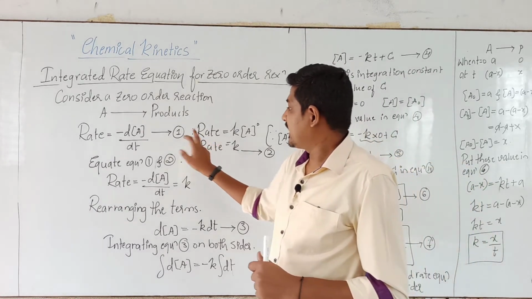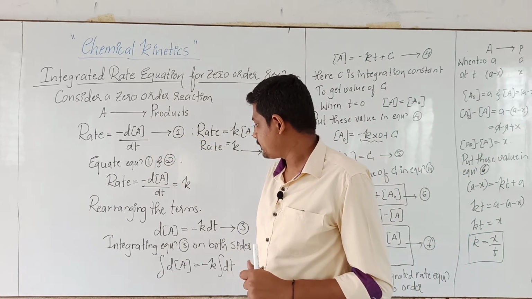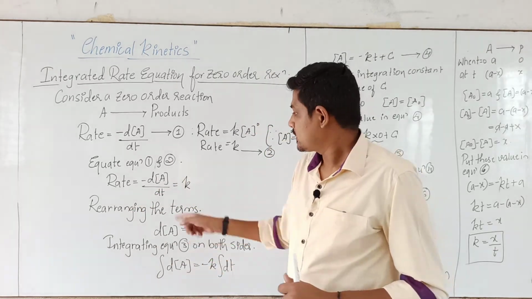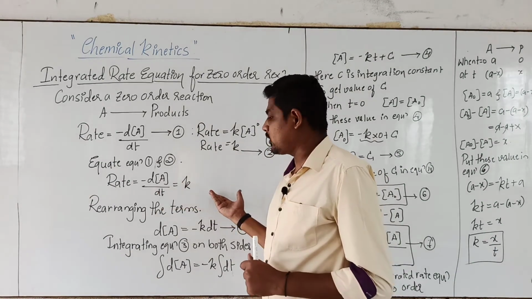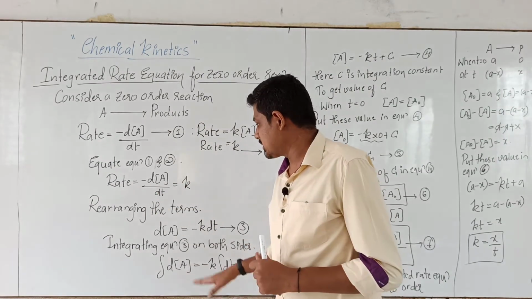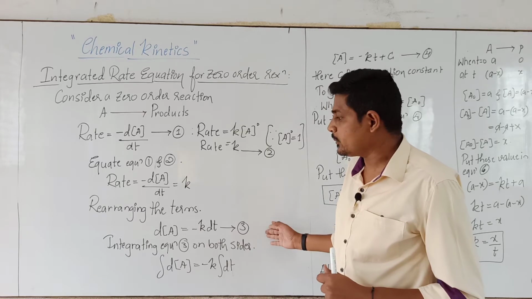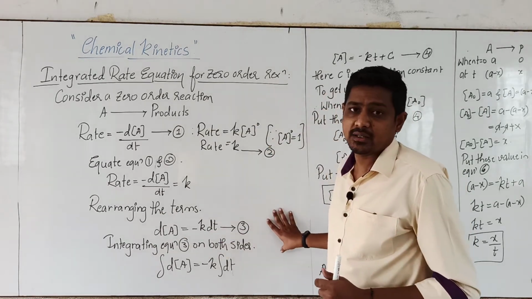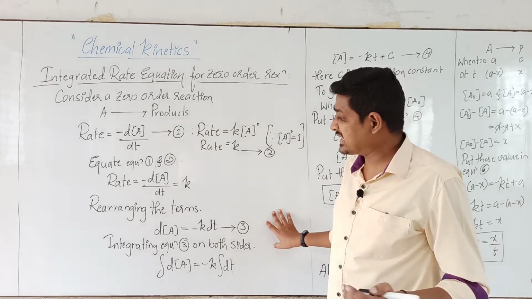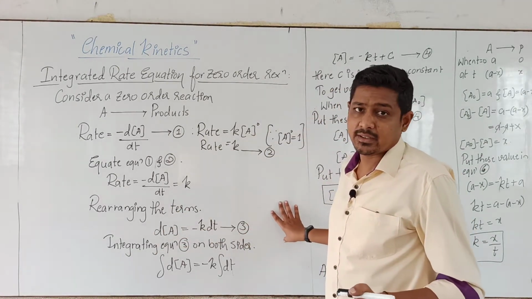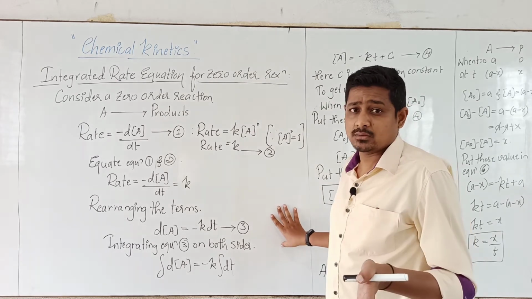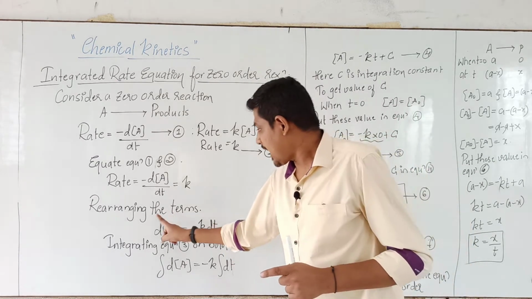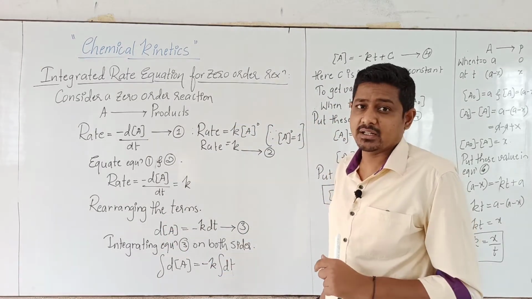Then equating these two equations, this is what we get. Then we rearrange the terms, taking dt to this side and the negative sign on this side, so we get dA is equal to minus K into dt. Now this is our simplified differentiated rate equation, but we are deriving the integrated rate equation, so we have to integrate this differentiated rate equation.